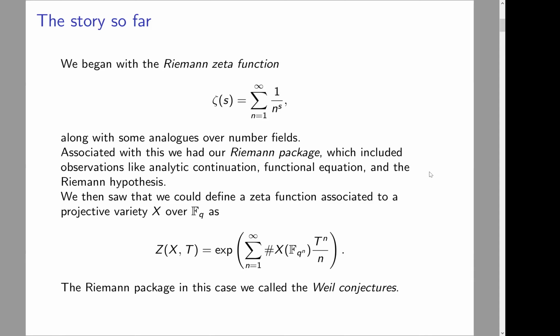This is actually one of the reasons why the setting is so nice. Again, for these sorts of zeta functions, we had something we called a Riemann package, and that got its name in the setting of the Weil conjectures.